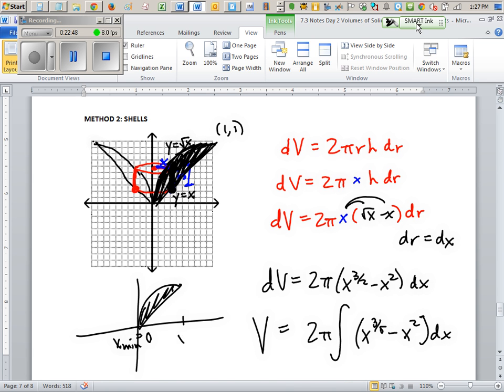0, right? What's the largest x on this picture? 1. That's it. That's the limits of integration. So I've definitely been guilty of overthinking those. Just go back to your original bound area, whatever the domain is, that's your limits of integration. Done. This also gives us, of course, 2 pi over 15.